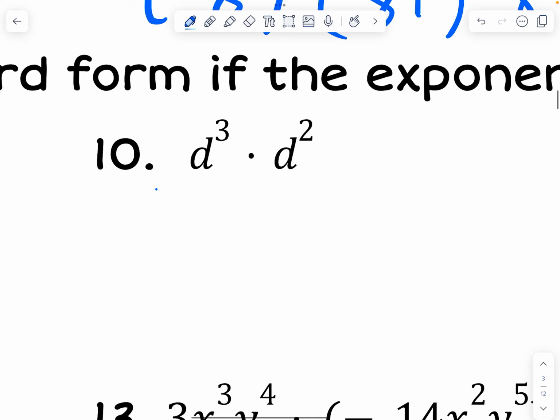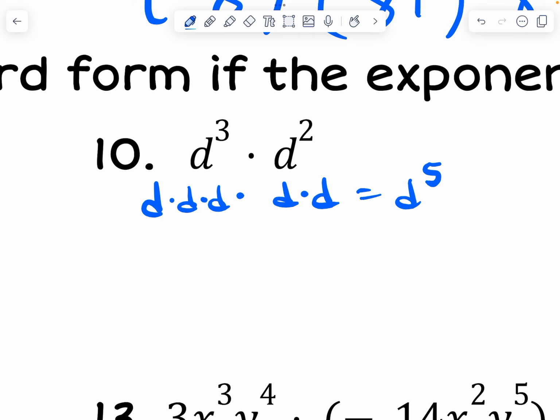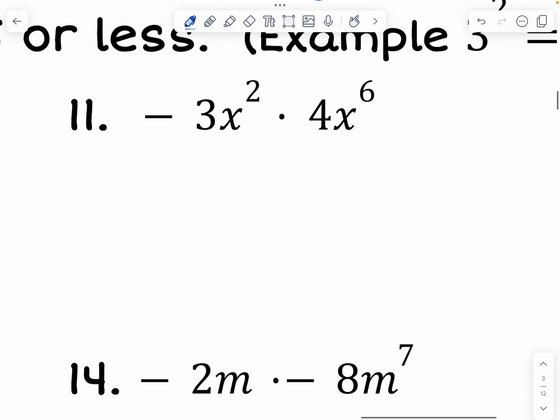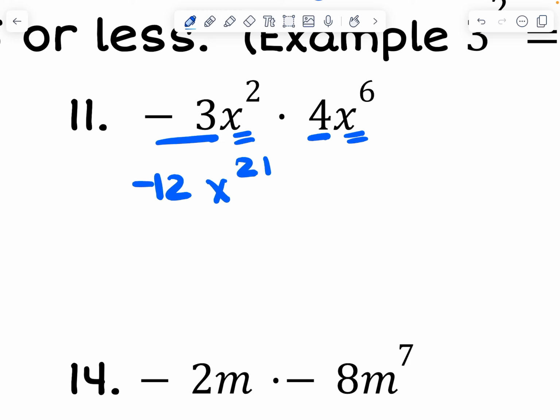Next one. You could do d times d times d, d times d. How many d's do I have? I have 5. Or you can add the exponents because the bases are exactly the same. Over here, this base and this base are not the same. You just multiply them. That would get me negative 12. I add the exponents because these two have the same base, and I get negative 12x to the 8th.